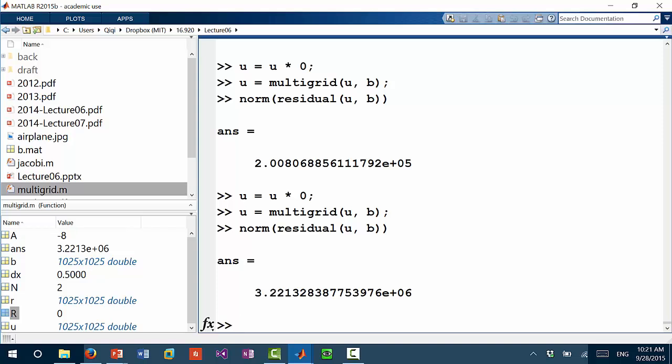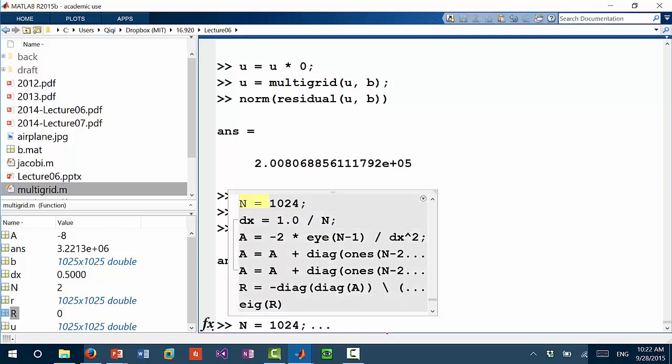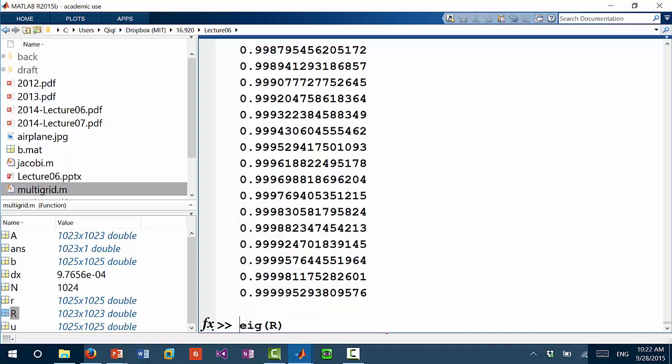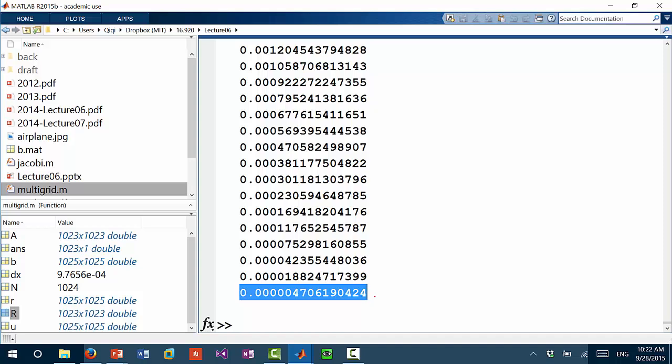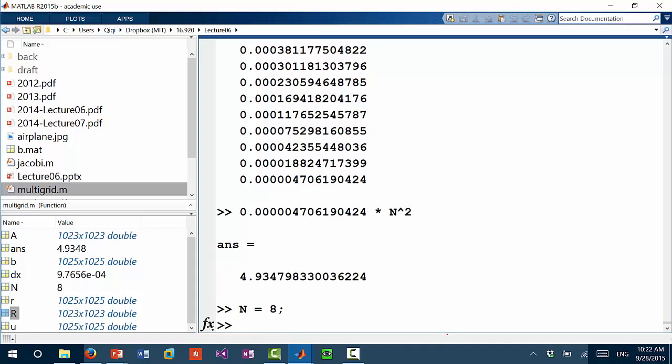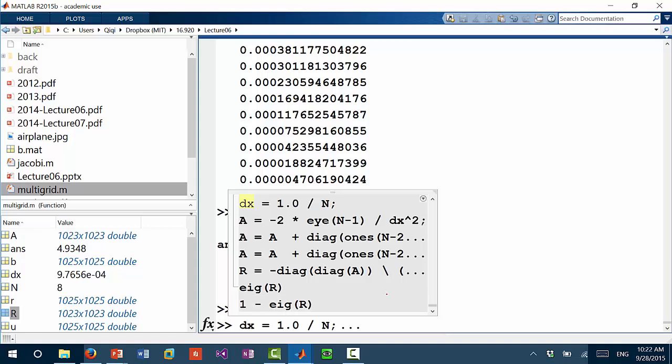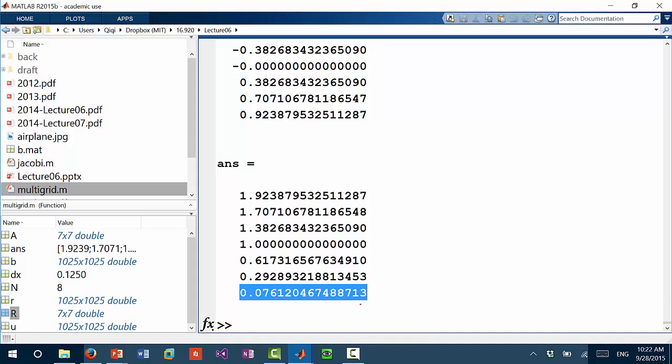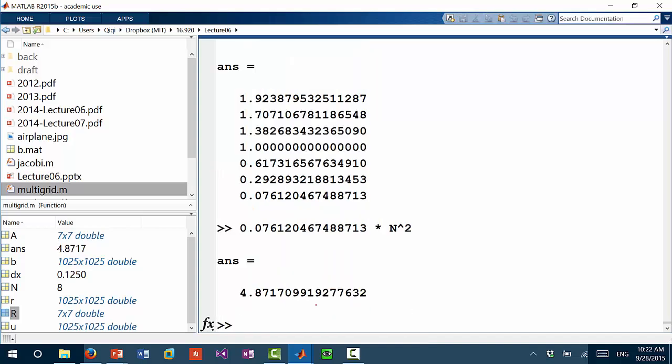And the general rule for the Poisson's equation, we are going to actually do some analysis later on. For the Poisson's equation, the gap between 1 and the largest eigenvalue goes like 1 over n squared. So if I do n equal to 124 and compute the eigenvalue of R, and 1 minus the eigenvalue of R, we get this value. This value times n squared is roughly constant. In this case, it's roughly 5, right? So if we reduce to n equal to 8 and do the same thing again, and multiply this with n squared, it's also about 5.